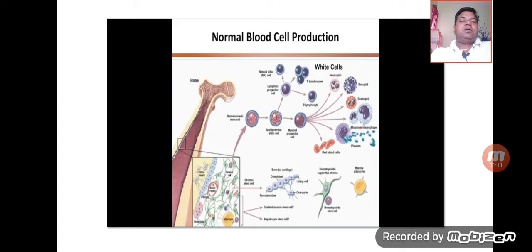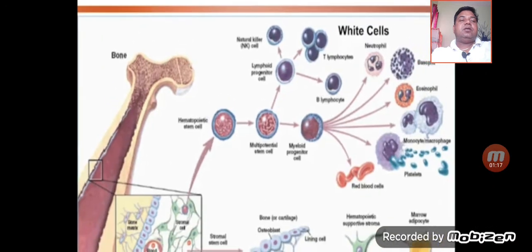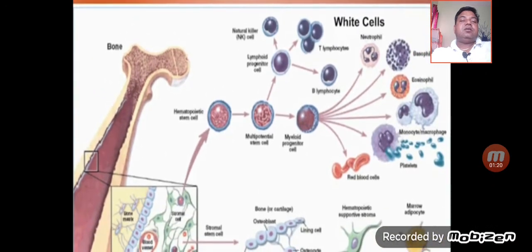Before going to aplastic anemia, let us see the normal bone marrow structures and related cells. As we know, in the bone marrow there are hematopoietic stem cells which develop from the multipotent or pluripotent stem cells, and these are converted into lymphoid progenitor cells and myeloid progenitor cells. From the lymphoid progenitor cells there is development of T cells, B cells and natural killer cells, and from the myeloid progenitor we will have the development of RBCs, WBCs and platelets.